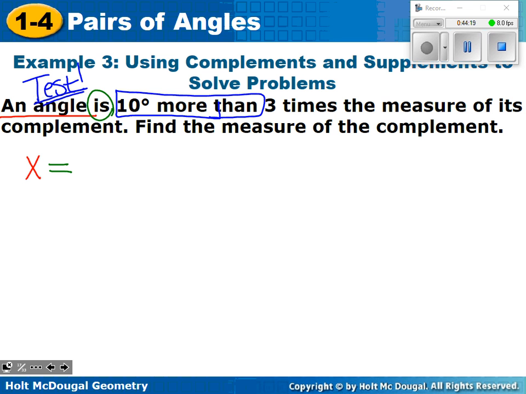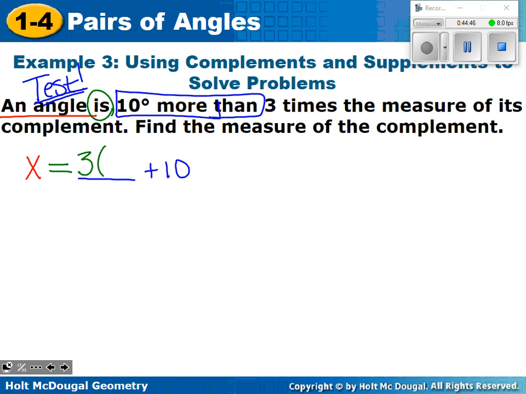10 degrees more than something that we're going to write down next. So we're going to put something down and then we're going to add 10 because it's 10 degrees more than that. What if it had said 10 degrees less than? We would subtract 10 from whatever else we're getting ready to write down. Okay, keep reading. It's 10 degrees more than 3 times. So that means we're going to have to multiply 3 times something, right?